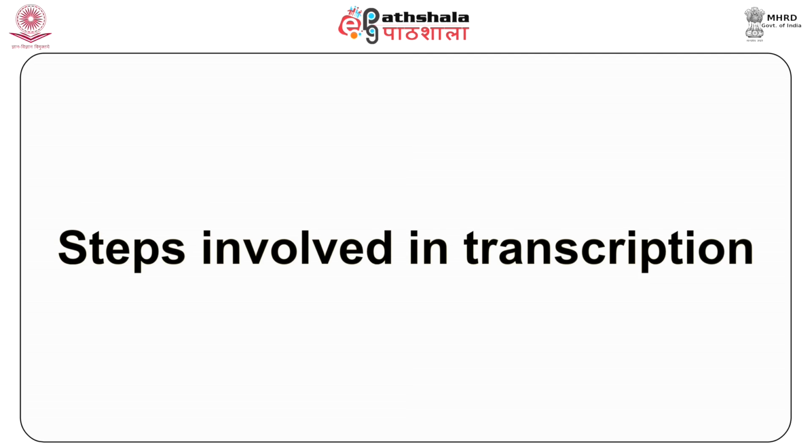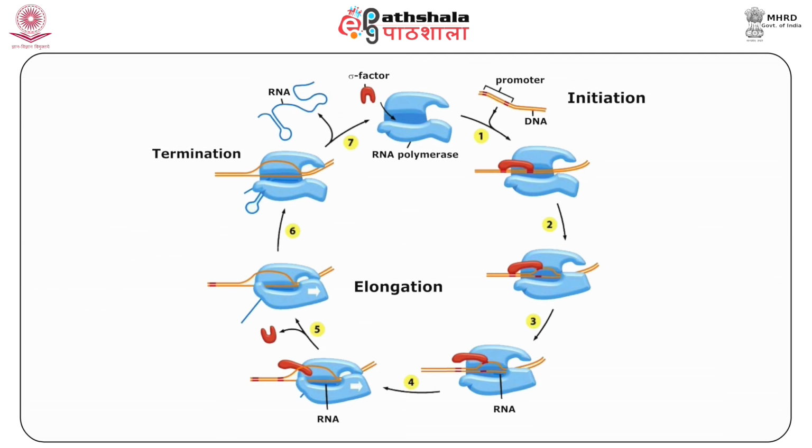Steps involved in transcription. Mainly three important steps are involved in the process of transcription. First is initiation. RNA polymerase binds to the promoter site of DNA regions. The promoter consists of the initiation site where transcription occurs. RNA strand is released then.